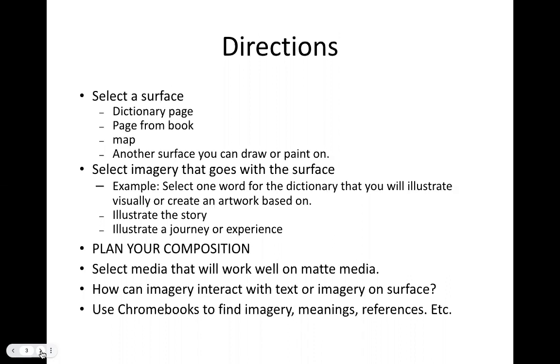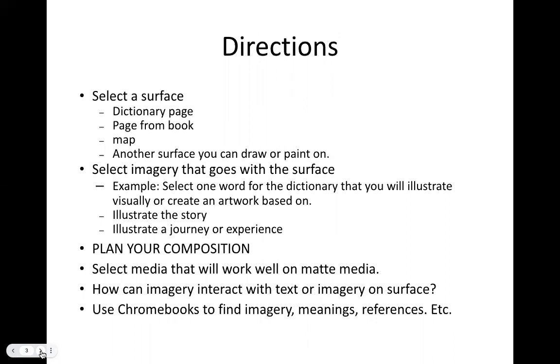After you've decided on the surface, or sometimes even before, because you might want to find a surface that makes sense for your topic, you're going to want to think about imagery that can go on top of that surface. If it was on a dictionary page, maybe you want to think about the word that you could illustrate that exists already on that page. Or if it's a poem, it could be an illustration of that poem, or a segment of the story from a page in a book or a novel. Or if it was something like a map, it could be an illustration of a journey or an experience.